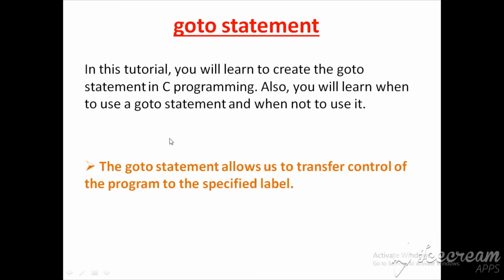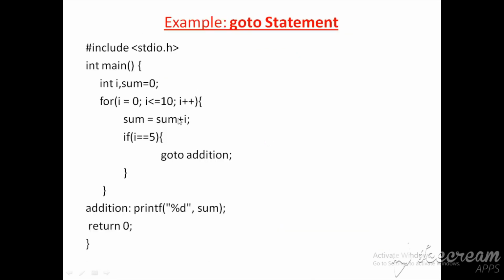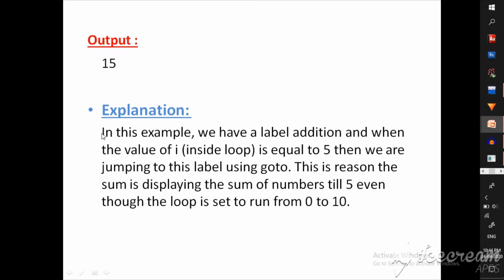So in this video we learned what a goto statement is and why we use it. Basically we use the goto statement to control or transfer the control of the program. And we learned the syntax of the goto statement. Then we practiced one code by using this goto statement. Here is the output. So how we get this output, the explanation of this code, how this code is executed.